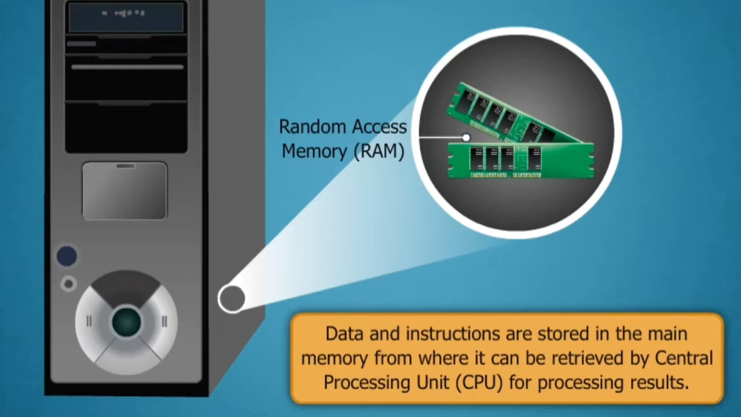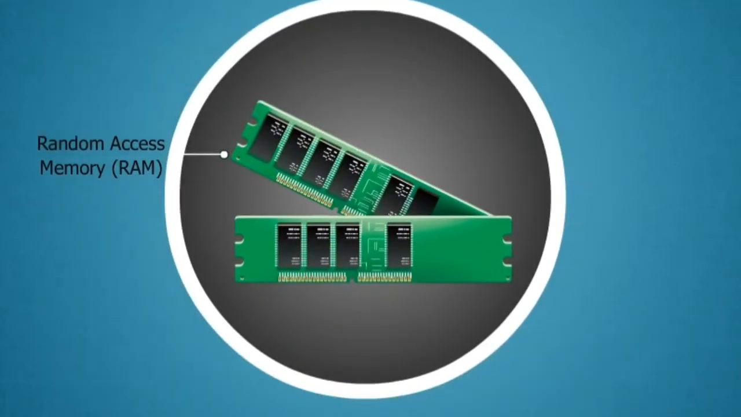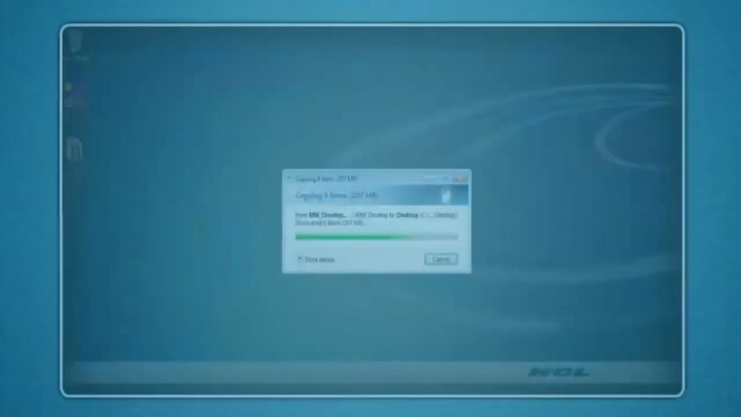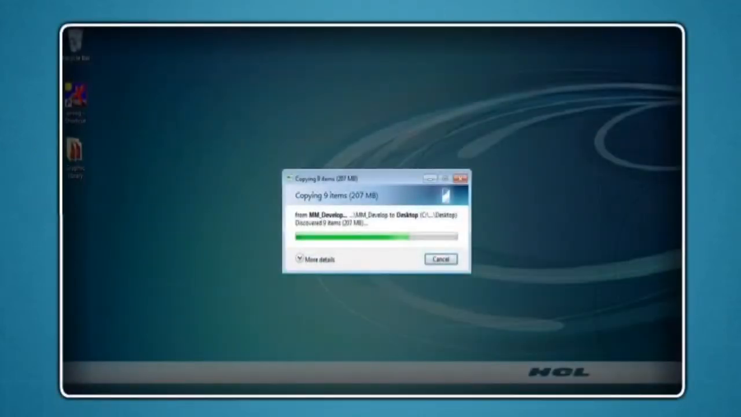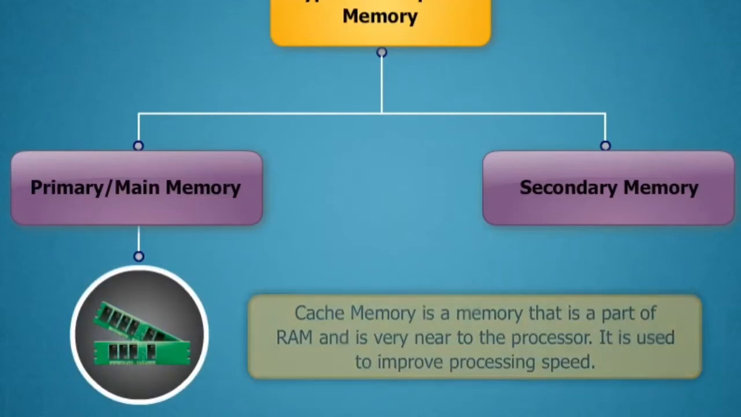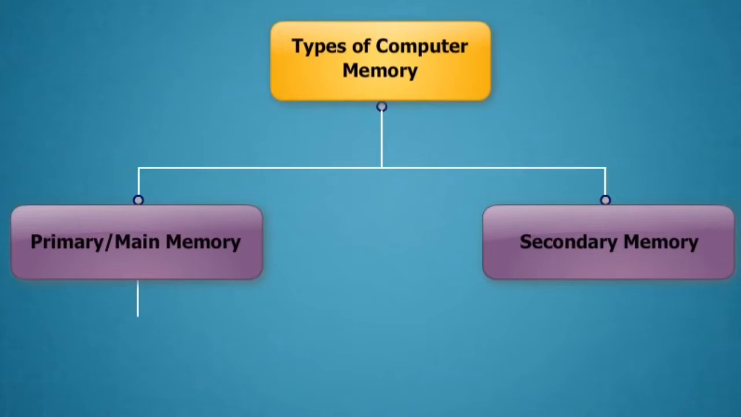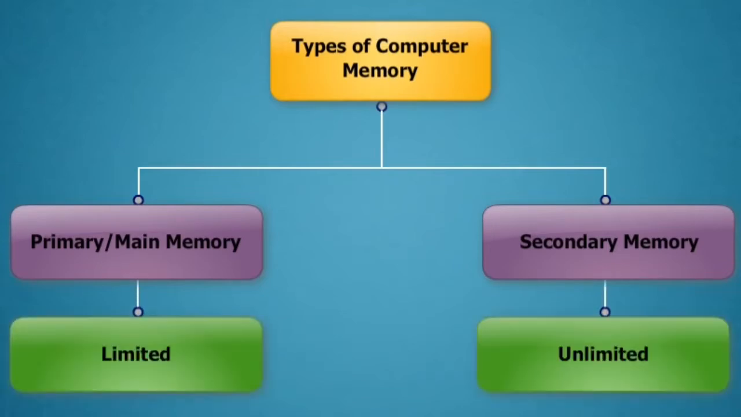CPU for processing results. RAM is the memory in which all programs are stored. The speed of the computer depends on RAM. Cache memory is a memory that is a part of RAM and is very near to the processor. It is used to improve processing speed. Primary memory is limited, so to store unlimited data, we use secondary memory.